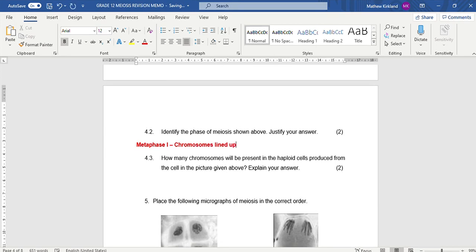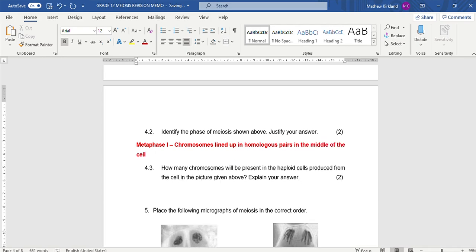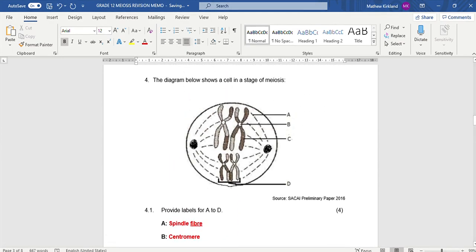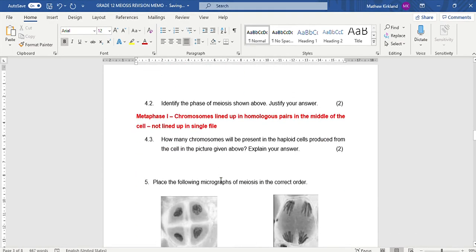Chromosomes lined up in homologous pairs in the middle of the cell. And if you want to show your understanding, not lined up in single file. Maybe you just add a little extra in terms of that. Okay. That is that one. Right, next question.